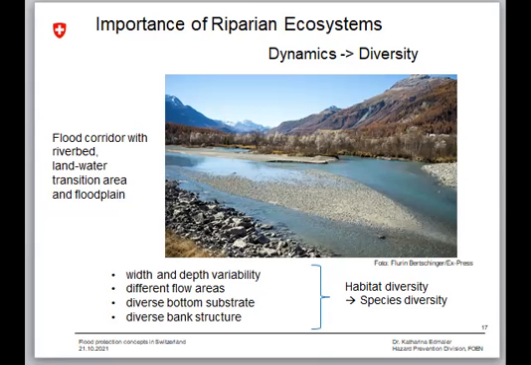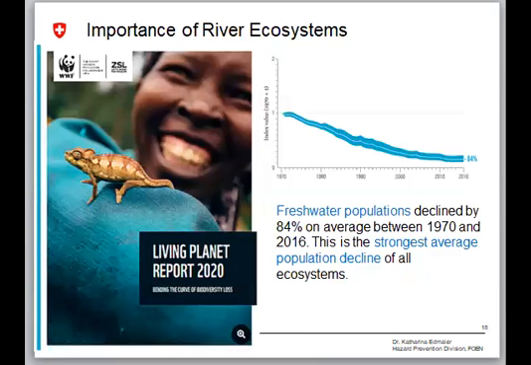This photo here shows the River Rhine, not so far from its source, but the importance of riparian ecosystems, I think, is a global issue. This is also shown by the WWF Living Planet report, which is published every 2 years and gives an overview of the condition of ecosystems and species all over the world. And also the Living Planet Report 2020 points out that freshwater populations declined by 84% on average between 1970 and 2016. This is the strongest average population decline of all ecosystems.